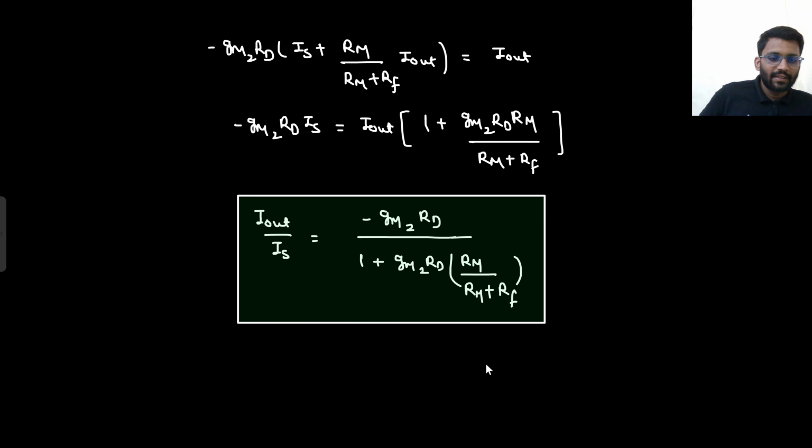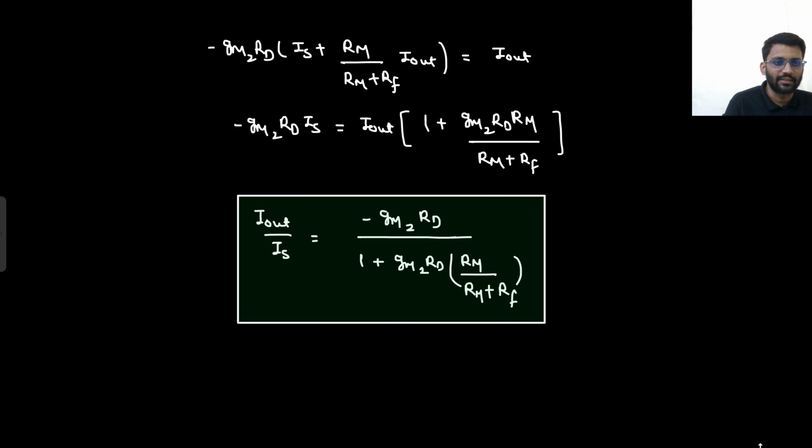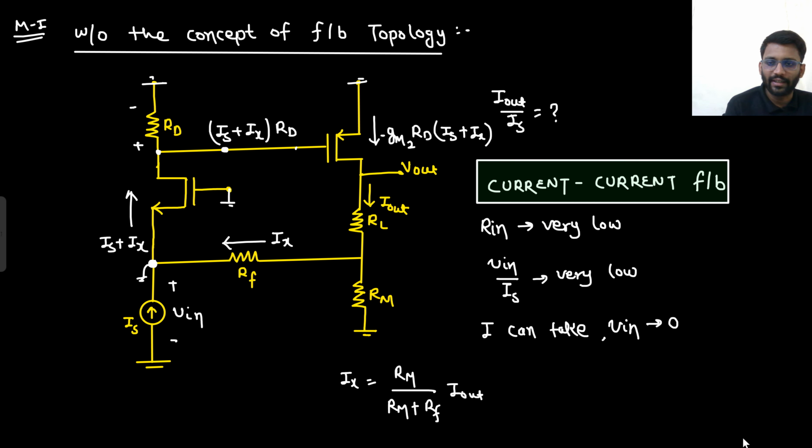So this is the closed loop gain without using the concept of feedback topology, but here we use the concept of feedback topology only for one assumption, that is Vin would be nearly equal to 0. So this is the assumption we have made, and based on that assumption we got this final answer. Well and good. Let's find the next thing, that is input impedance.